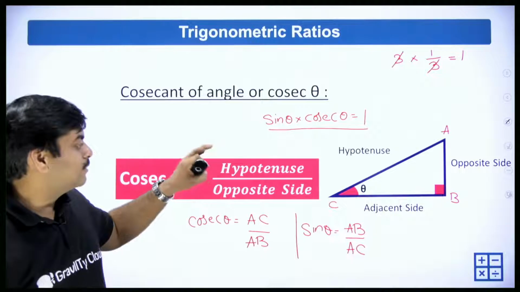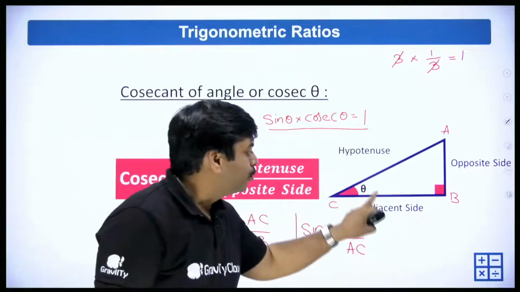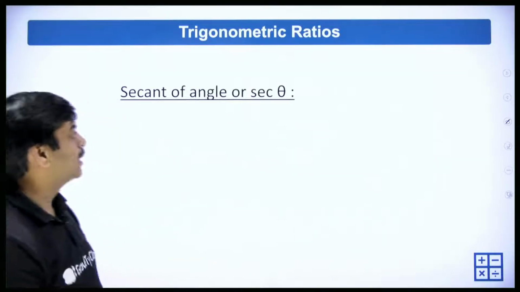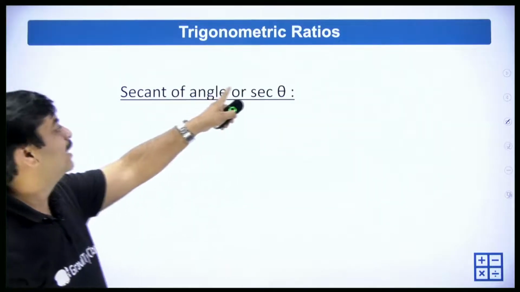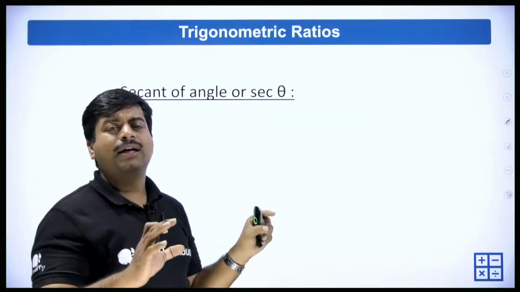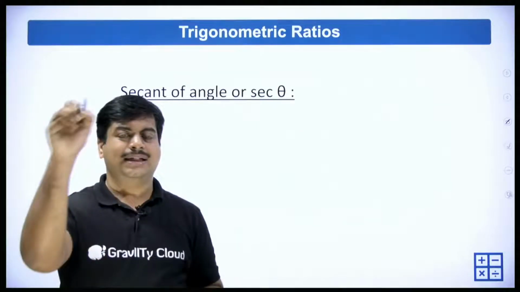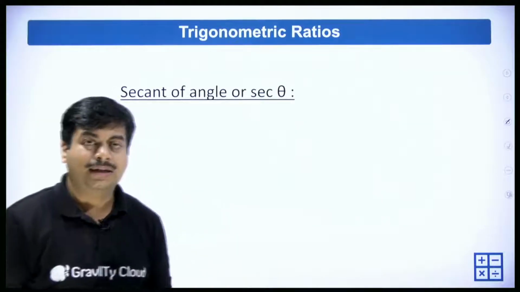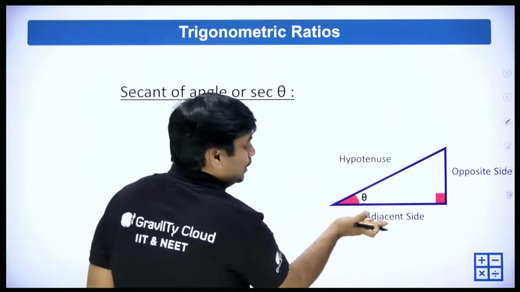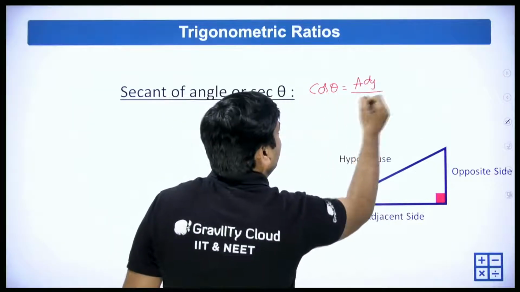So cosecant we have discussed as hypotenuse by opposite. The next one we are going to discuss is hypotenuse by adjacent. So what is that? That is called secant of an angle, or sec theta. We read it completely as secant theta, but to write in short, we write sec theta. What is cos, if you can remember? Cos theta is equal to adjacent by hypotenuse.